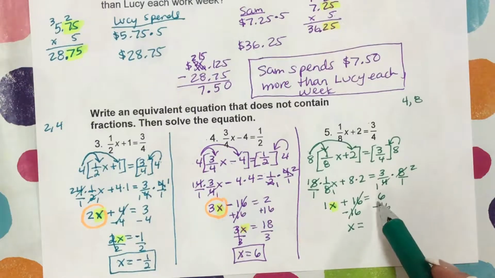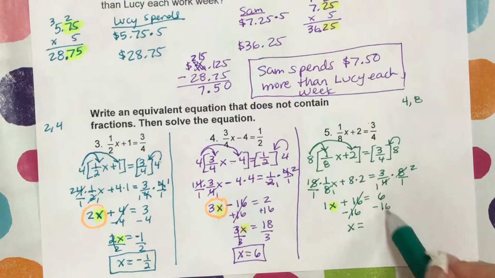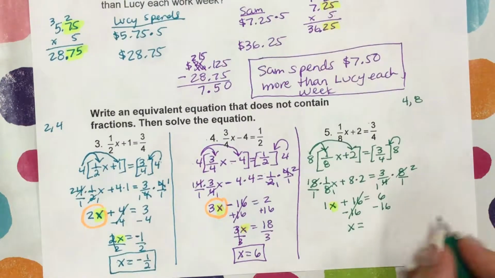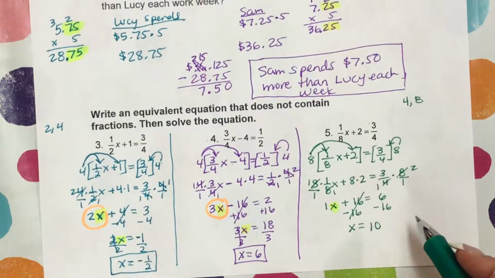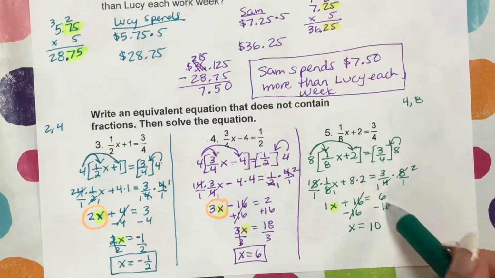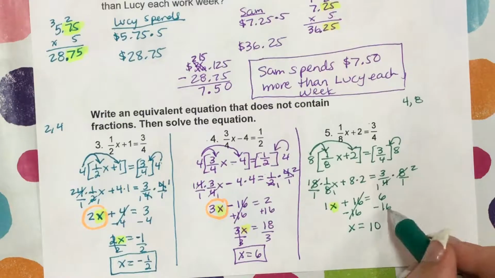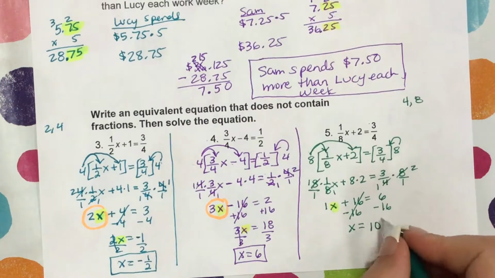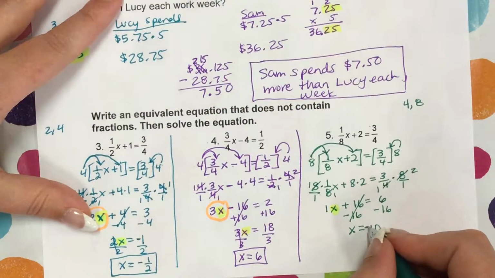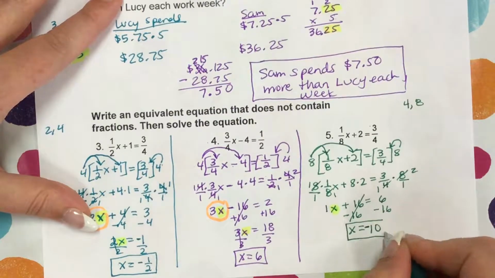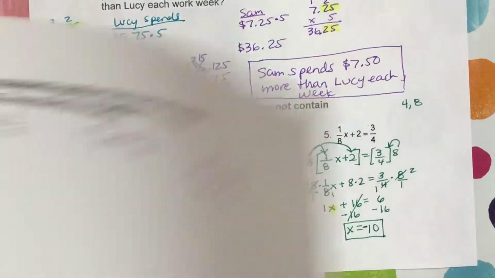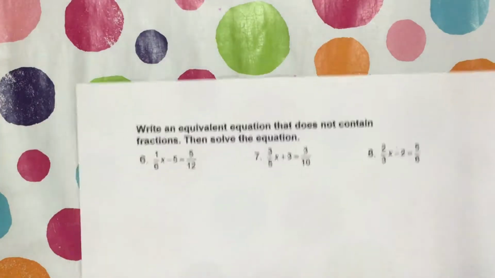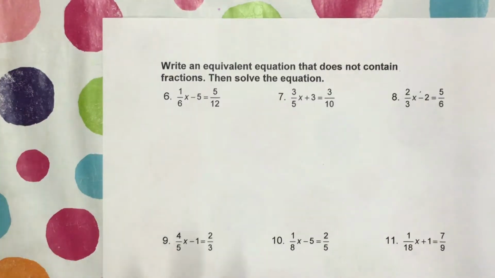Well, 6 is positive and 16 is negative, so the signs are different. So we got to take the difference between 16 and 6, which is going to be 10. And then we just need to determine if it's a positive 10 or a negative 10 by looking at 6 and 16. 16 is the bigger number, 16 is negative, so that means that this is going to be a negative 10. So there's our answer right there. X equals negative 10.